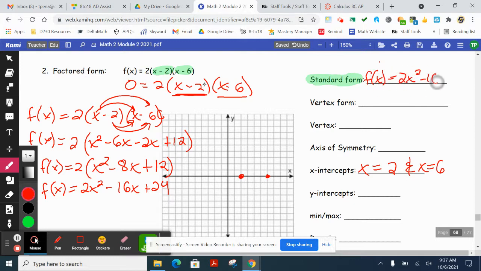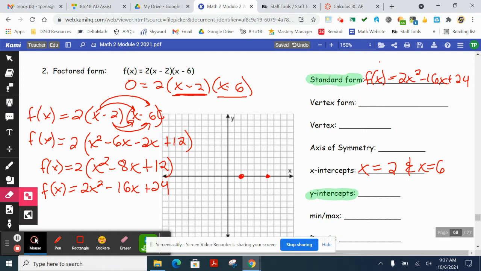Okay, and you're telling me we did that part of it already? Is that correct? All right. What standard form is nice for is finding our y-intercepts. So this was the one little new thing that we did on Friday, or no, Monday. I'm confused. Finding our y-intercepts.